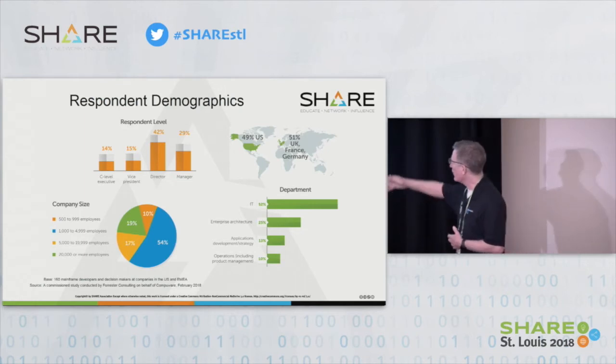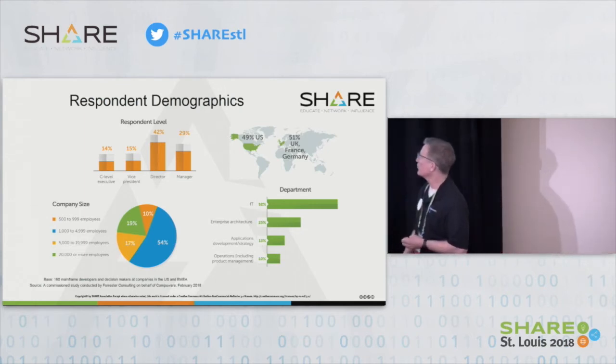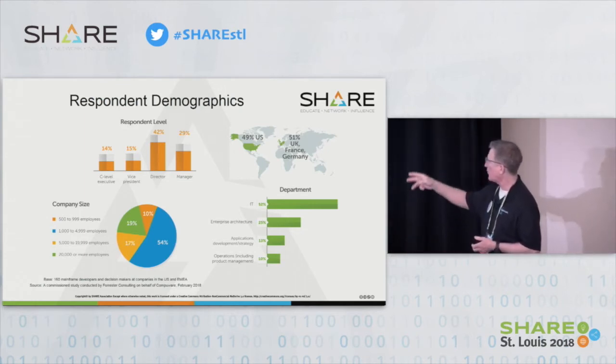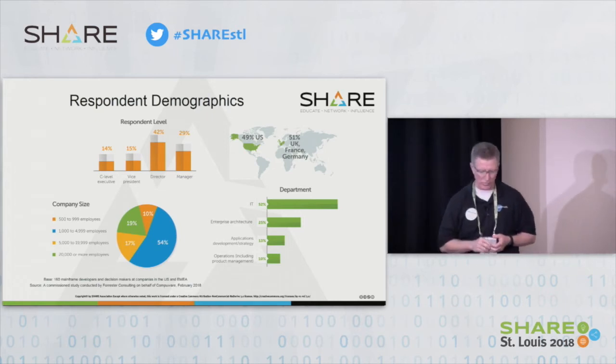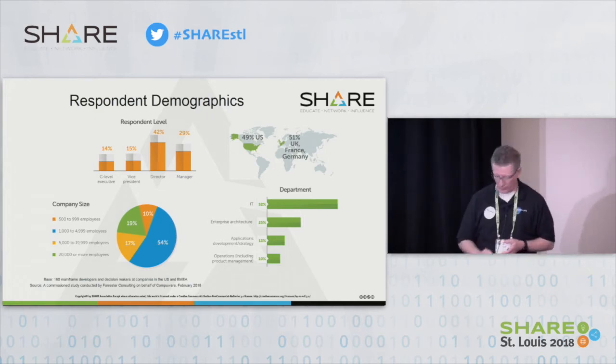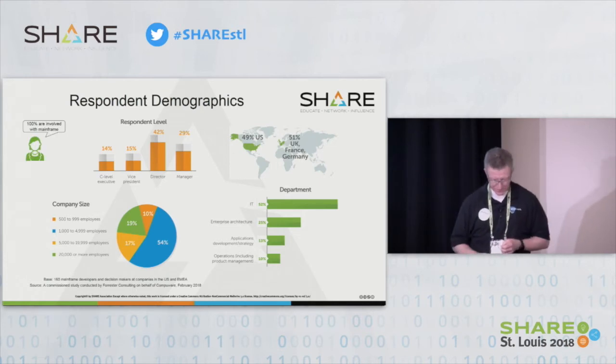And this is kind of how they lumped themselves into the departments. Mostly people said they were IT, but there were some ops people, some apps, and enterprise architecture. So that's kind of the demographics of the people that were involved in the survey.